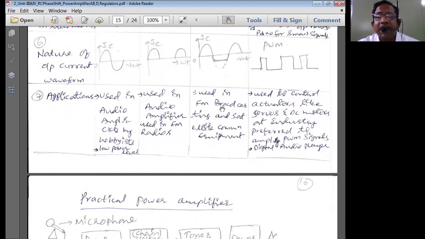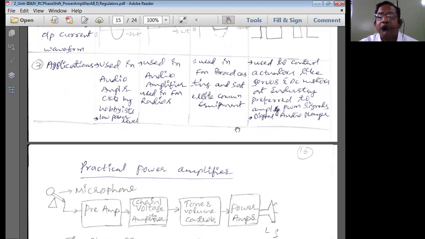The next one is class AB, used in FM broadcasting and satellite communication equipment. Class AB also provides reasonably good efficiency. Therefore, we prefer this in FM broadcasting transmitters and satellite communications.